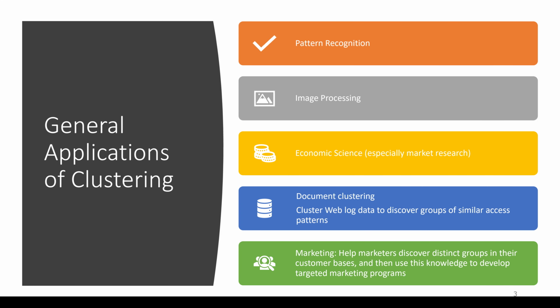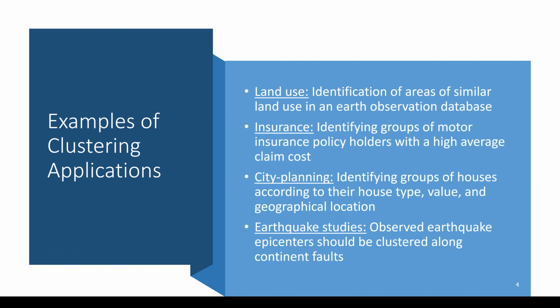It's used in different areas like pattern recognition, image processing, document clustering, marketing, understanding customers, so many different areas of application. For example, in land use, it can be used to identify areas of similar land use in an Earth observation database, like satellite imagery and things like that. City planning is definitely useful too, to understand which houses and which areas are similar to each other in terms of value, location, etc.